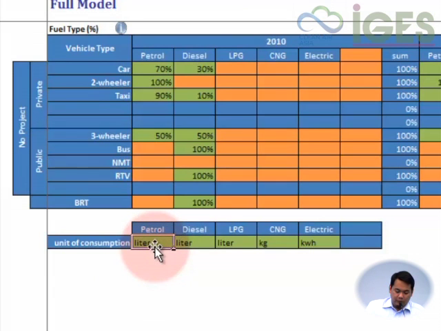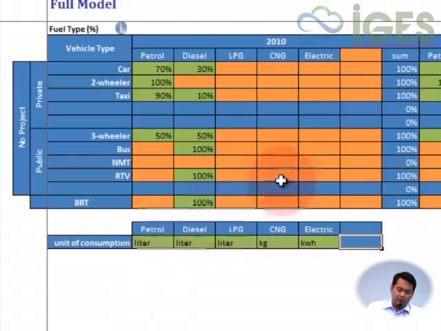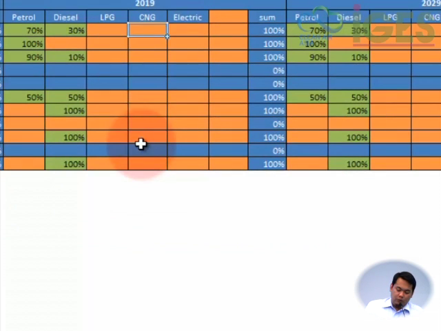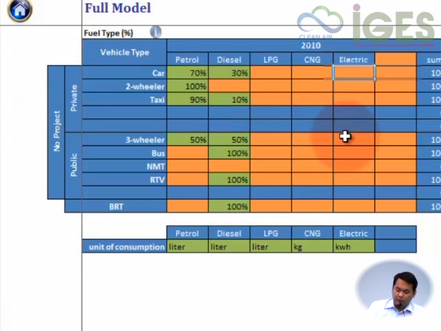Now, there's a small table here which asks you the unit of consumption for the different types of fuel. So for petrol, diesel, LPG, we have liters, we have CNG as kg, electric as kilowatt hour. So it depends really on the type of fuel that you are using and what are the parameters that are associated with the fuels. You can actually define the unit of consumption. This would be used as labels later on. And once you have this table running, later you would see how it would connect to the next tables in terms of the technology split and the emission factors.